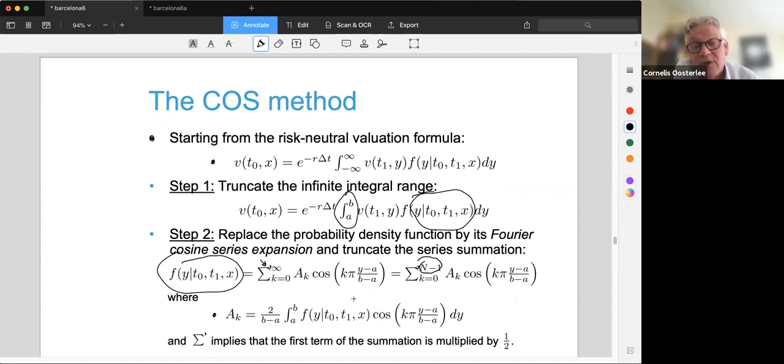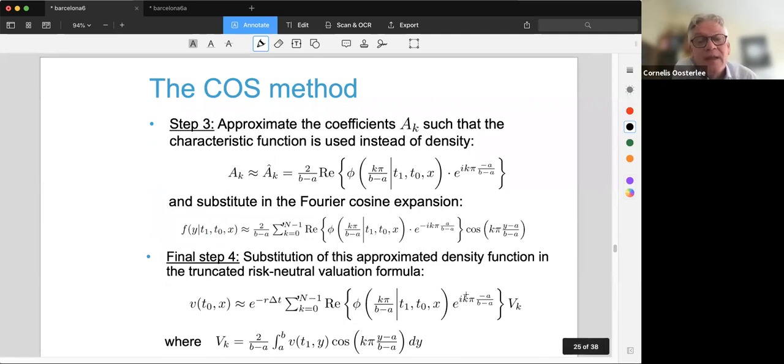And the f times the cosine is replaced by the real part. That's in the next slide, I hope. Yeah, it's replaced by the real part of the characteristic function with a specific argument times a complex exponential. We substitute this in the Fourier-cosine expansion. We use Fubini, and we look carefully and we see that our payoff coefficients look like this.